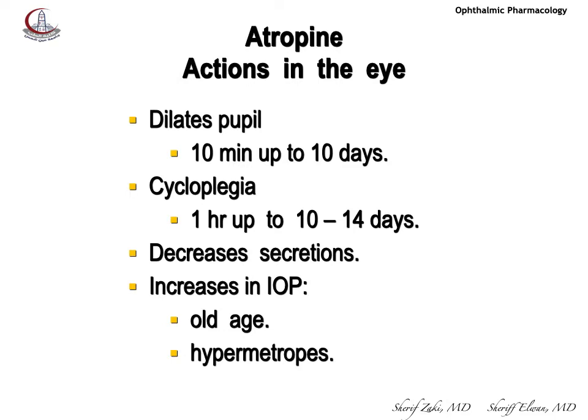Atropine has the following actions in the eye. First, it dilates the pupil. Second, it is a cycloplegic. Third, it decreases secretions. Fourth, it increases the intraocular pressure, especially in old age or in hypermetropes. The action of atropine on the eye is prolonged, especially that of dilatation of the pupil, and it may last up to 10 days. Cycloplegic effect may last even longer than that, for up to 2 weeks.